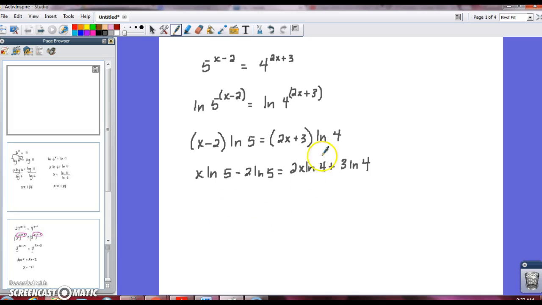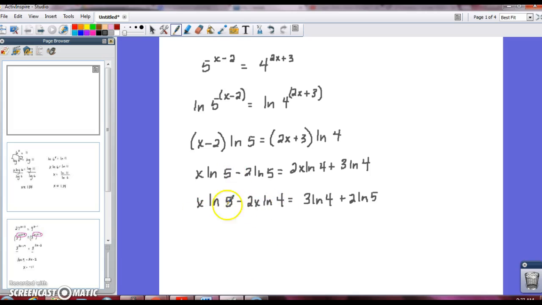Now I'm going to take all of my x terms and put them on one side of my equation and move everything else to the other side. So I have x ln of 5 minus 2x ln of 4 is equal to 3 ln of 4 plus 2 ln of 5. Okay, so I just moved this term over to this side and moved my 2x ln of 4 term over to this side.